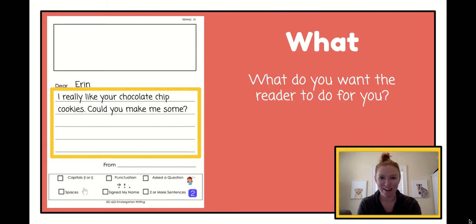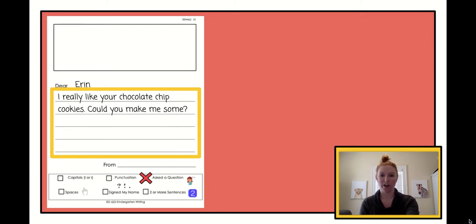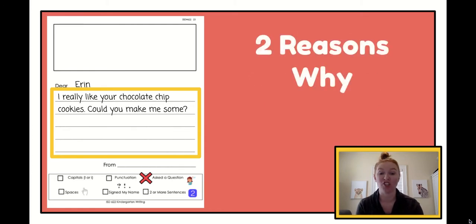So at the bottom, after I'm done asking her my question, I can check off the part that says asked a question. There, I'm all done with that part. I am trying to persuade her to make me some chocolate chip cookies, but first I have to ask her. So I said, could you make me some? That's my question. Now we're going to go on to the next part of our letter, which is my 2 reasons why.